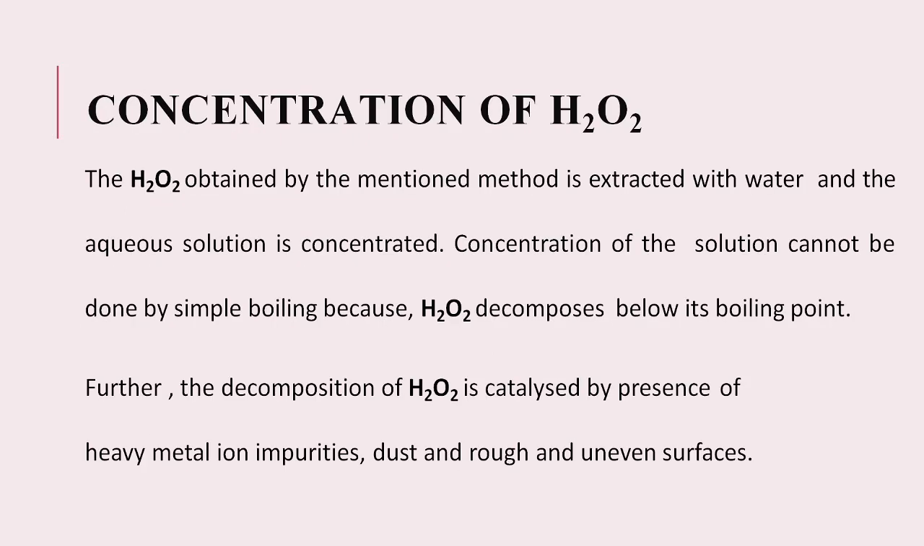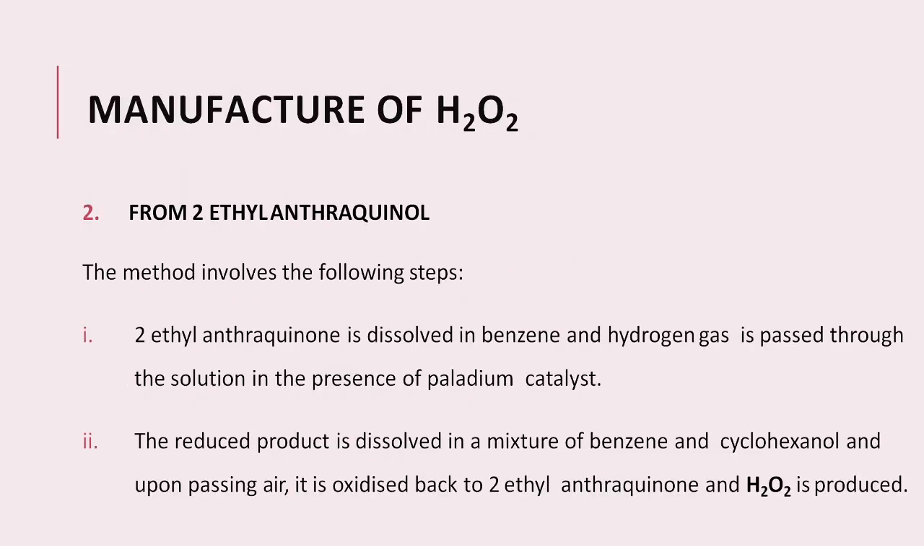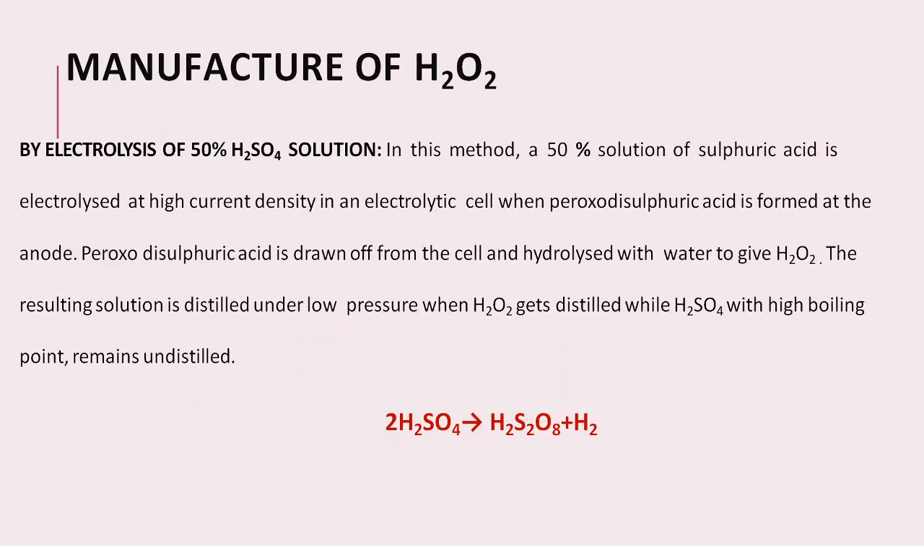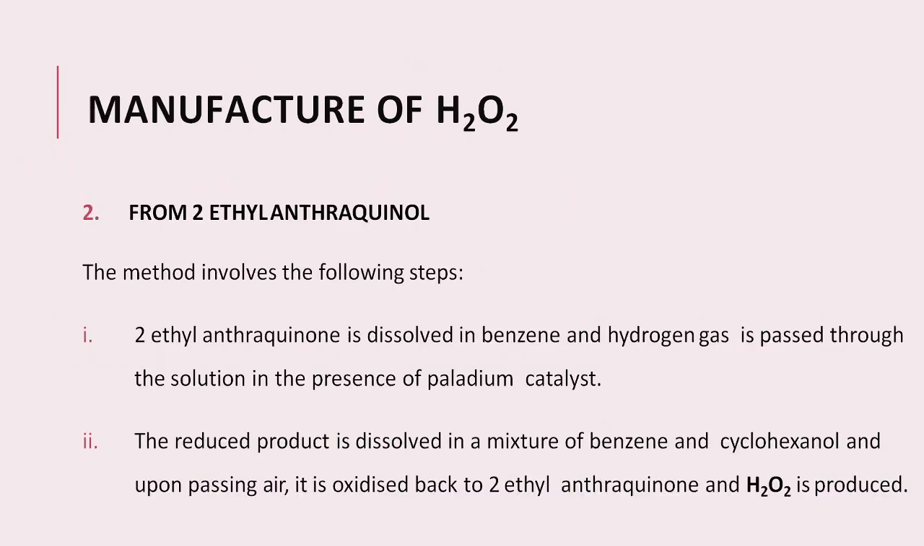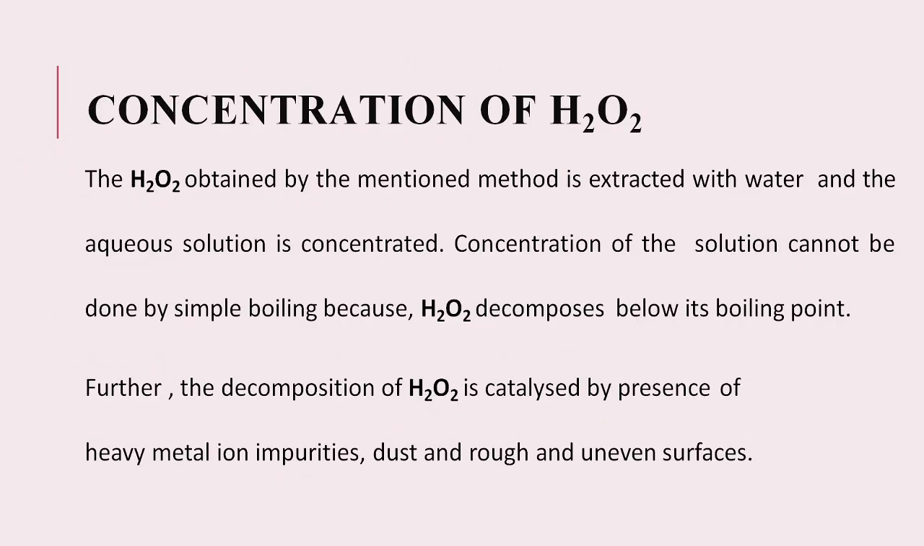The next one is concentration of H2O2. Now what is concentration of H2O2? The product in all the previous cases, we are obtaining hydrogen peroxide by different means. Now once we get this hydrogen peroxide, the next aim is how to store it, how to concentrate it.